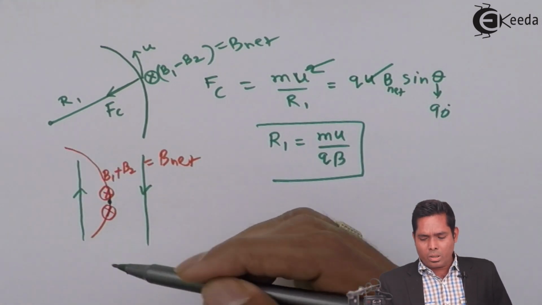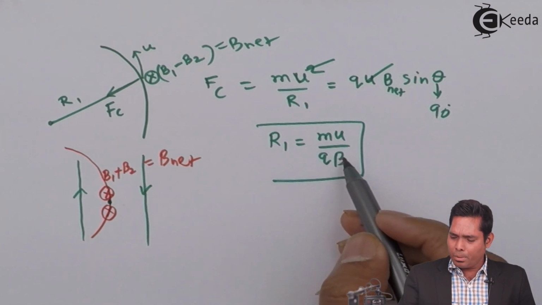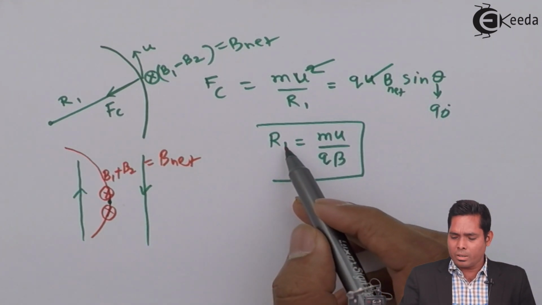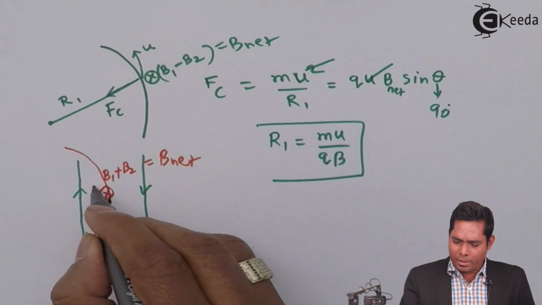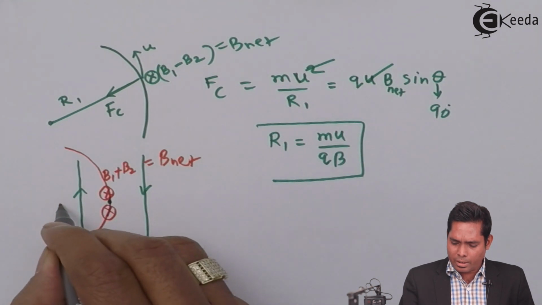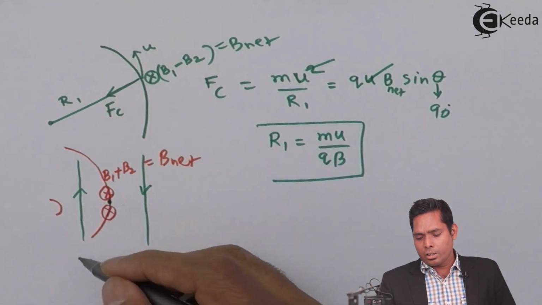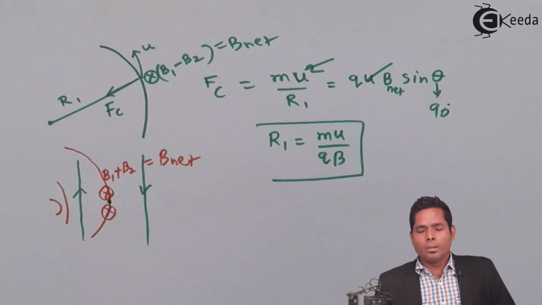Here B is more, and as you can see, if B is more, then R will be smaller, so it will sharply bend, and this type of curve will form instead of a flat curve.